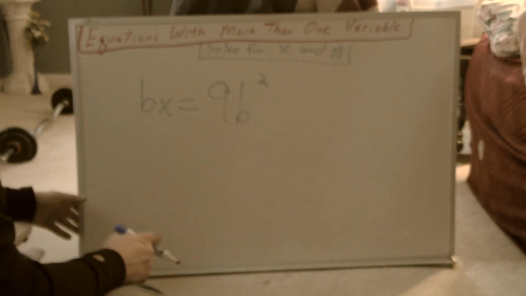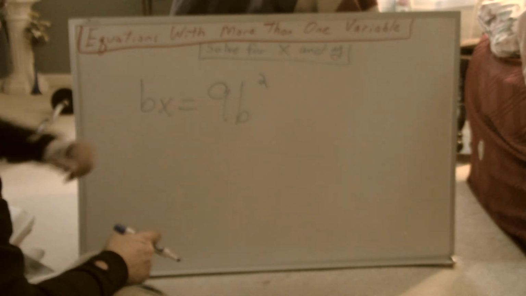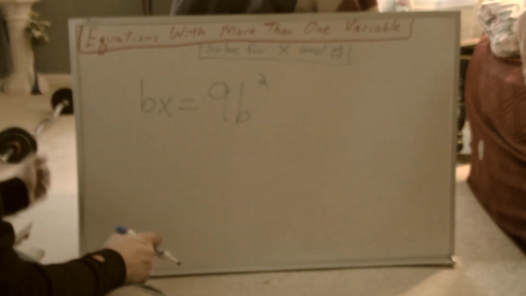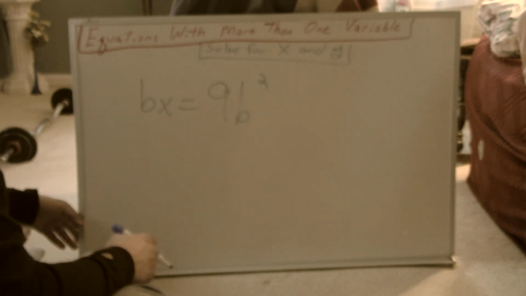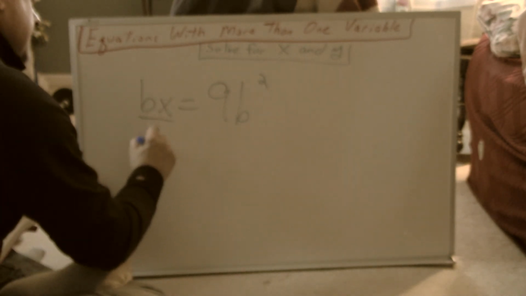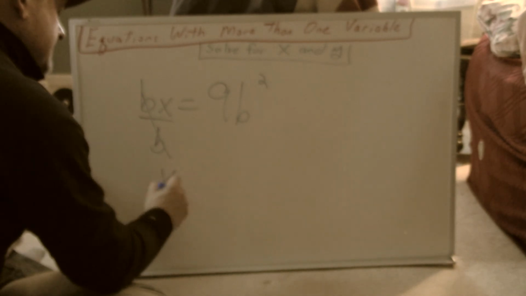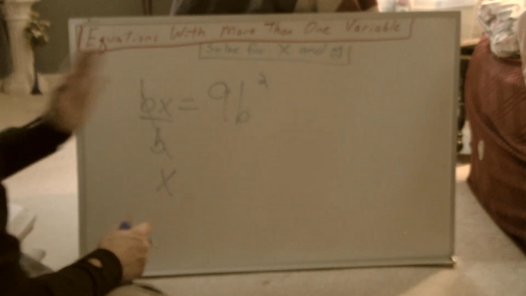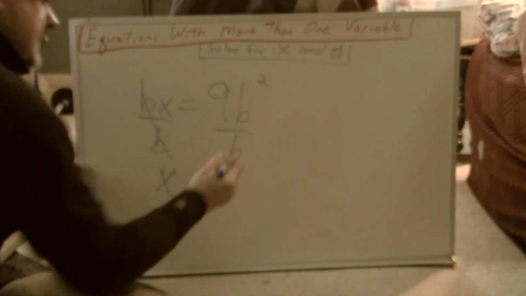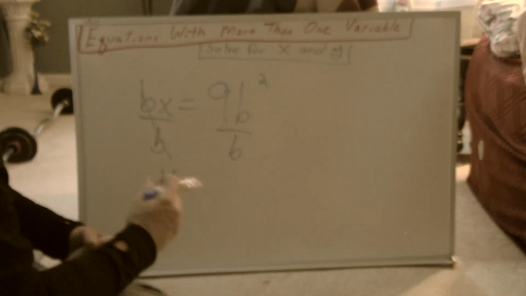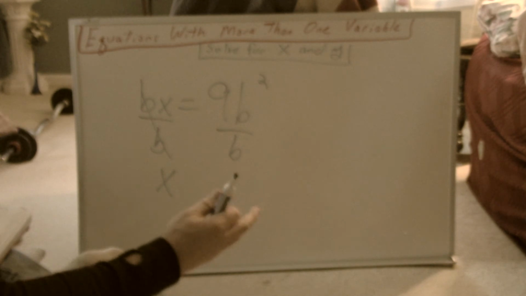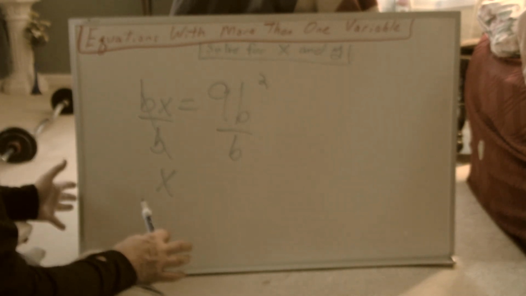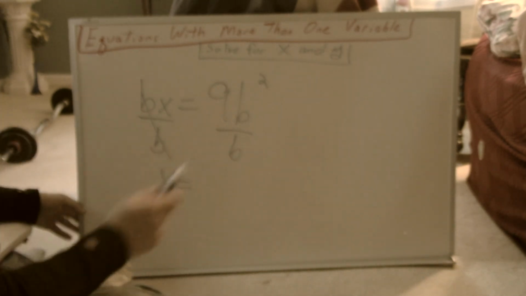Now I want the x by itself. bx equals 9b squared. Don't be afraid of the b squared. So I want to get that x by itself. So I'm going to divide by b. Bring the x down. And in algebra, what you do on one side, you do to the other. Divide by b. Now wait a second here. They're both b's. Well, that means you could do something with it. All right. I'm not done yet.